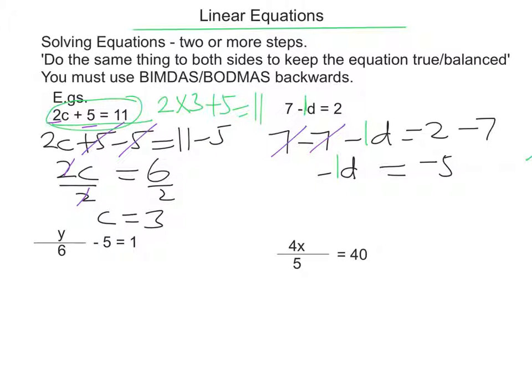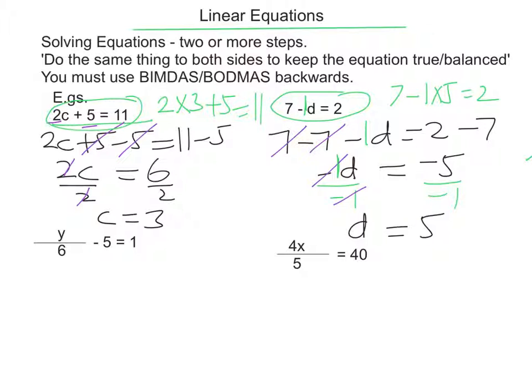Now I need to get rid of that minus 1 in front of the d. Think of it as being a minus 1. So I'm going to divide both sides by minus 1. If I do that, then minus 1 and minus 1 cancel, or another way of thinking of that is 2 minuses make a plus, and I just end up with d. On the right-hand side, minus 5 divided by minus 1 is plus 5. So let's check our answer. Up here, 7 minus 5 equals 2.